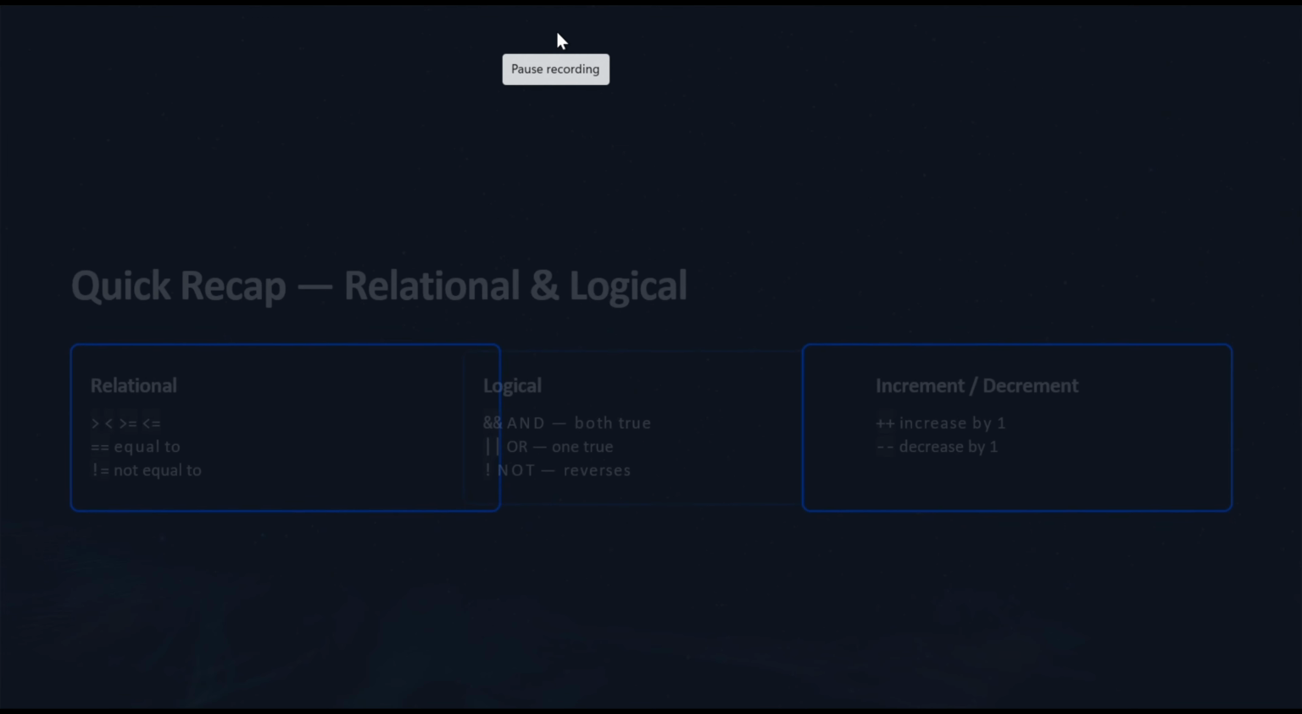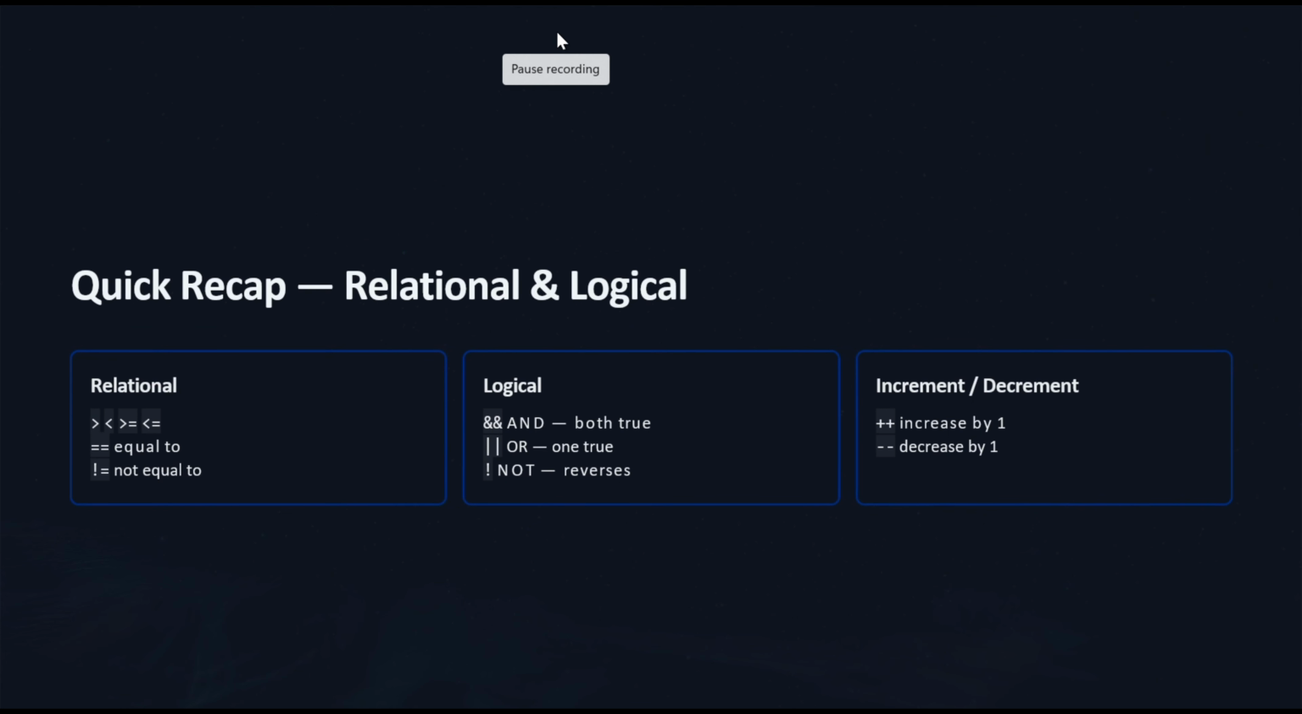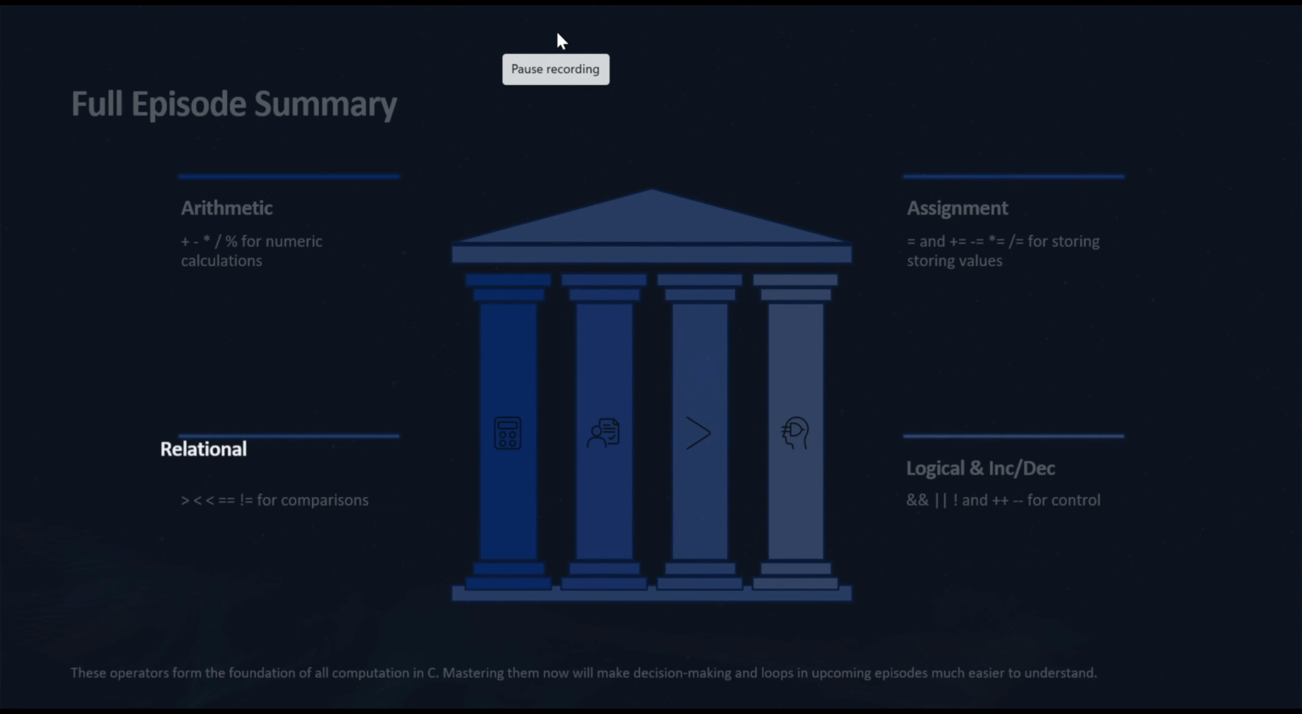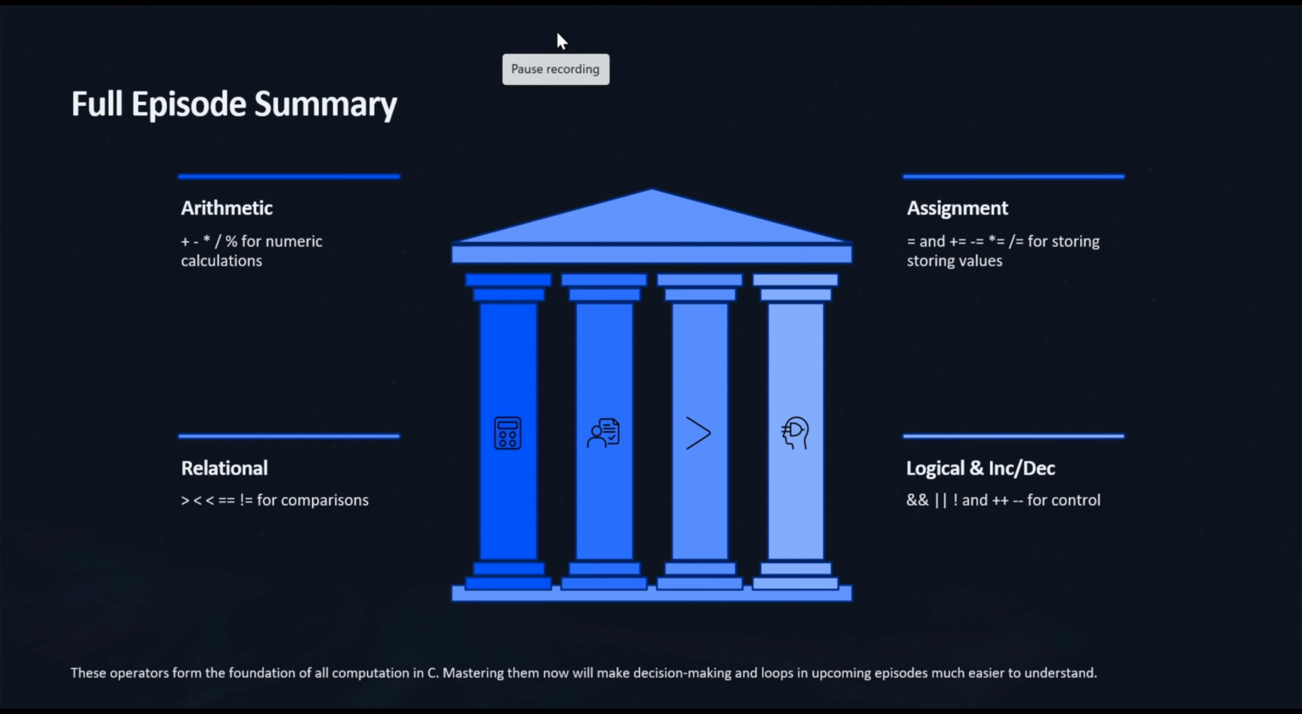Quick recap. Arithmetic: plus, minus, multiply, divide, percent for modulus. Assignment: equals assigns, plus equals adds and assigns, minus equals subtracts and assigns, asterisk equals multiplies and assigns, slash equals divides and assigns. Relational: greater than or equal to, less than or equal to, equal to, not equal to. Logical: AND both true, OR one true, NOT reverses. Increment and decrement: plus plus increases by 1, minus minus decreases by 1.